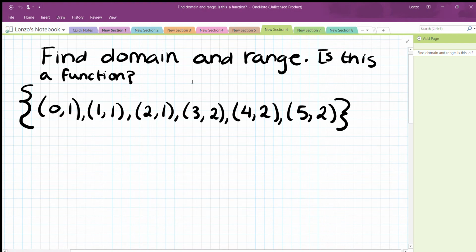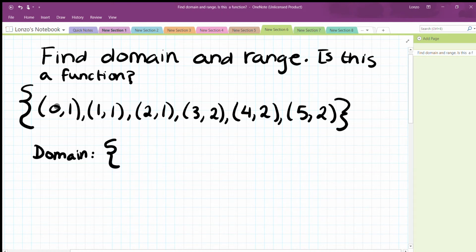Okay, so the question is, you're given points, right? Coordinates (0, 1), (1, 1), (2, 1), (3, 2), (4, 2), (5, 2). The question says find the domain and range. Is this a function? First let's find the domain. The domain, remember, is always just all the x values, so we can write the domain like this.